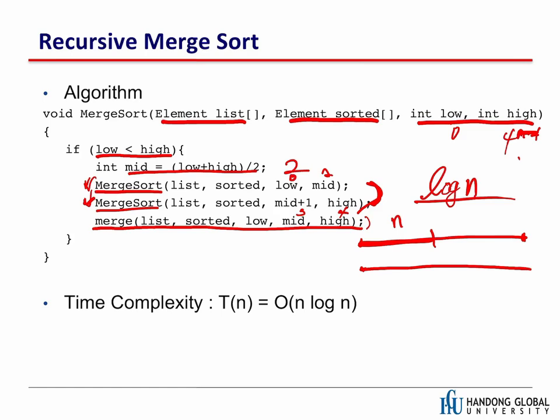We talked about this one with quick sort, right? In quick sort, we call quick sort log n times. Likewise, we call this merge sort log n times. So we have n time complexity, and we call that log n times. So in total, we need n log n time complexity.